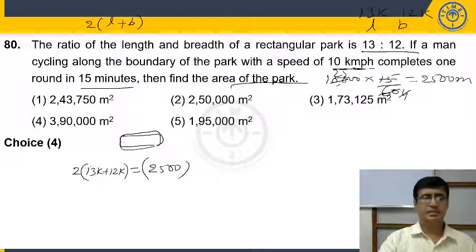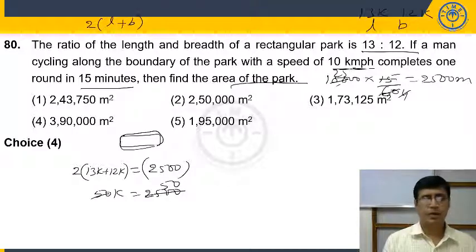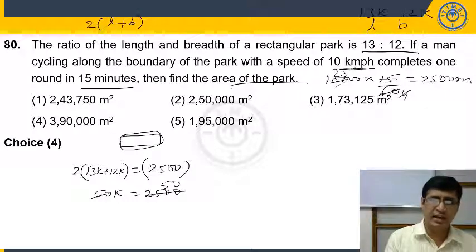Am I right? So we'll get the k value. What is the k value? Now 12k plus 13k means it is 25k. 25 into 2, it is 50k, which is equal to 2500. Now it goes how many times? 50 times. When k is equal to 50, how much is the value of the area of the park?